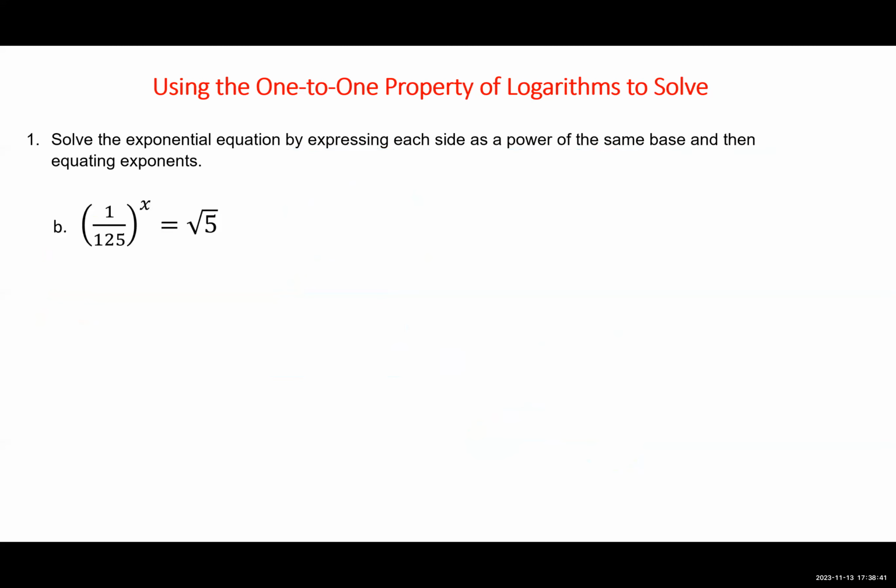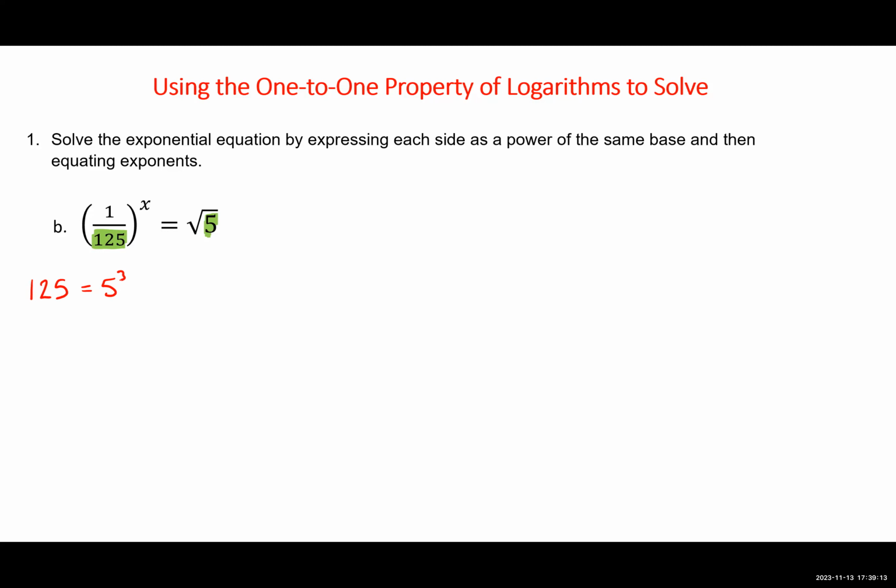Okay, 1b. 1b is similar. Very similar. So we've got the number 125 and we've got the number 5. All right. So 125, well, 5 times 5 is 25, times 5 again is 125. So 125 is 5 to the third power.